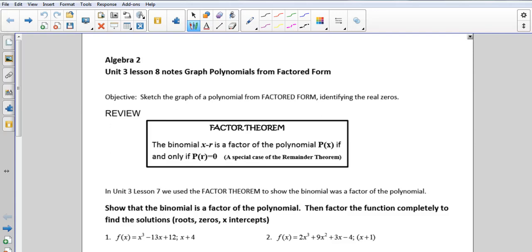Okay, here we go with Unit 3, Lesson 8, graphing polynomials from factored form. Our objective is to sketch the graph of a polynomial from factored form and identify the real zeros. If you remember on the 3.7 notes, I asked you to add this box, the factor theorem, to the notes. So here it is again.